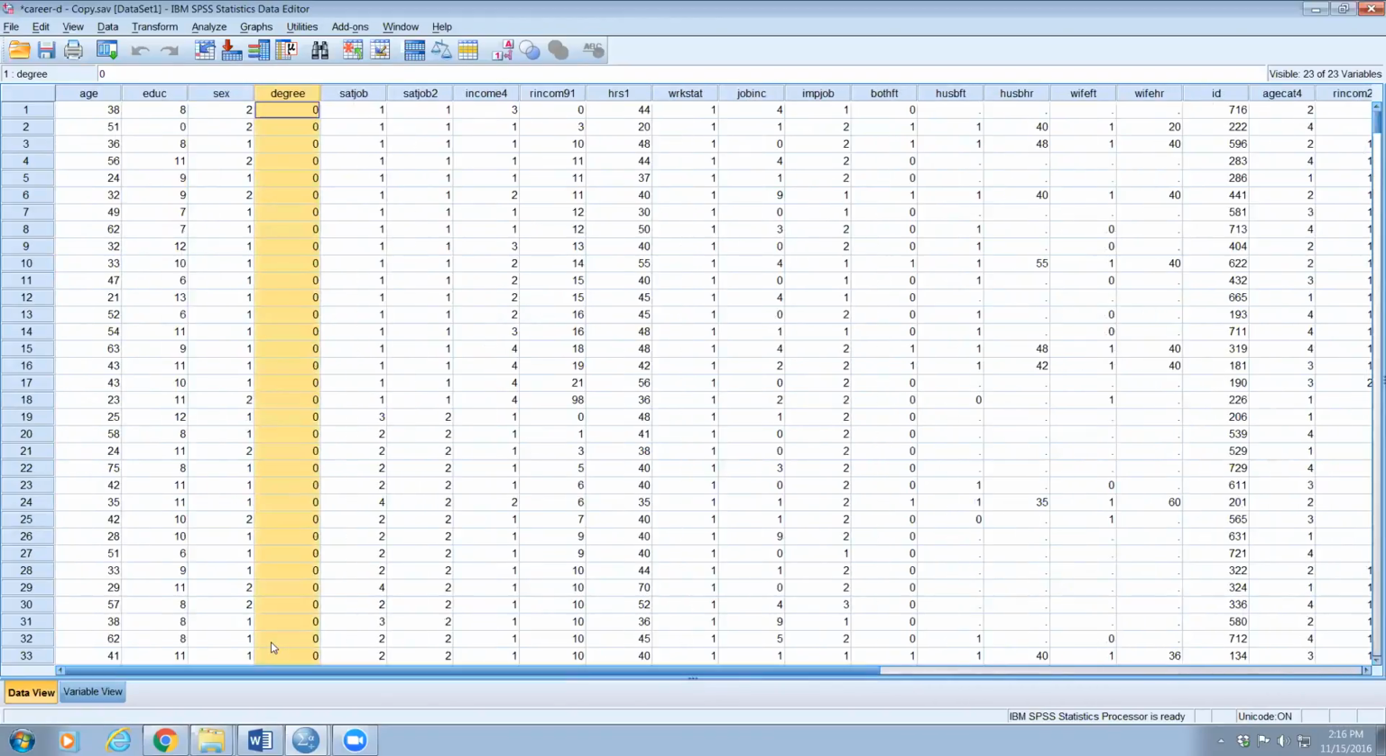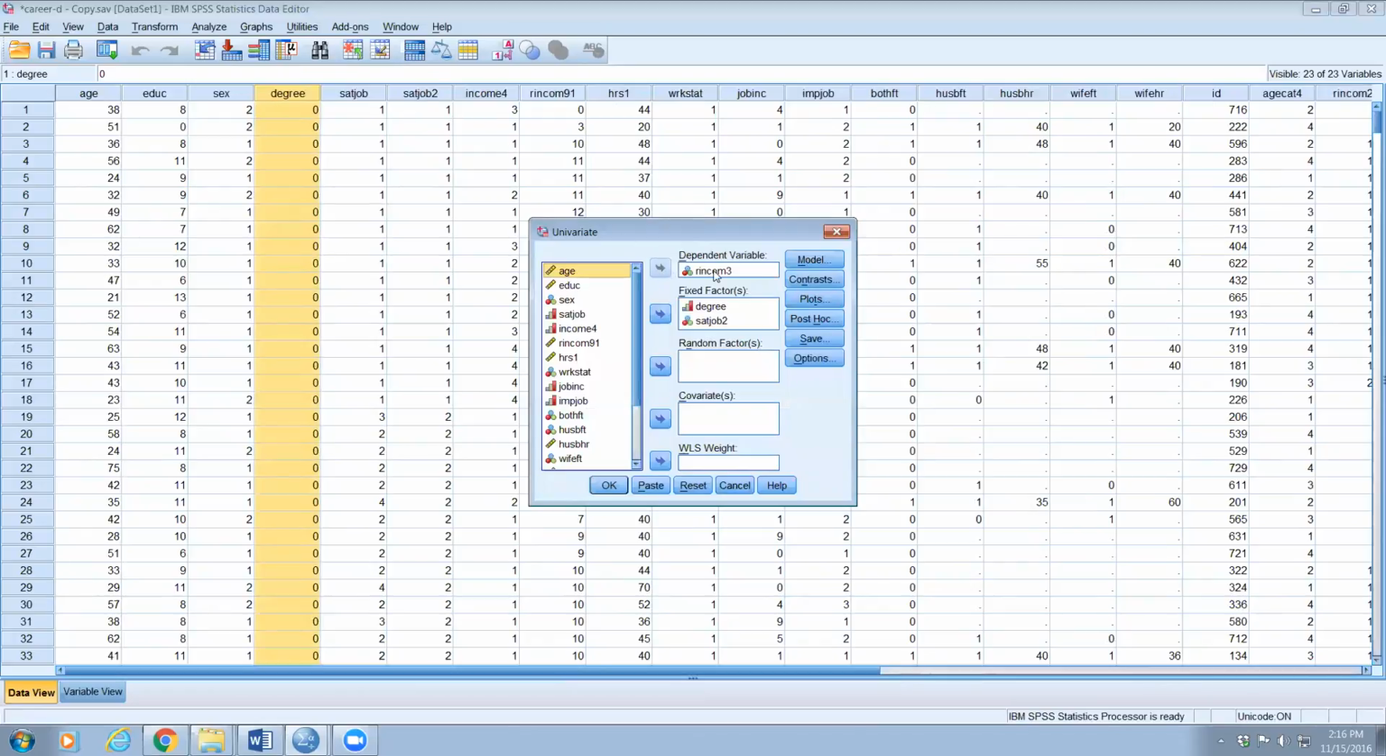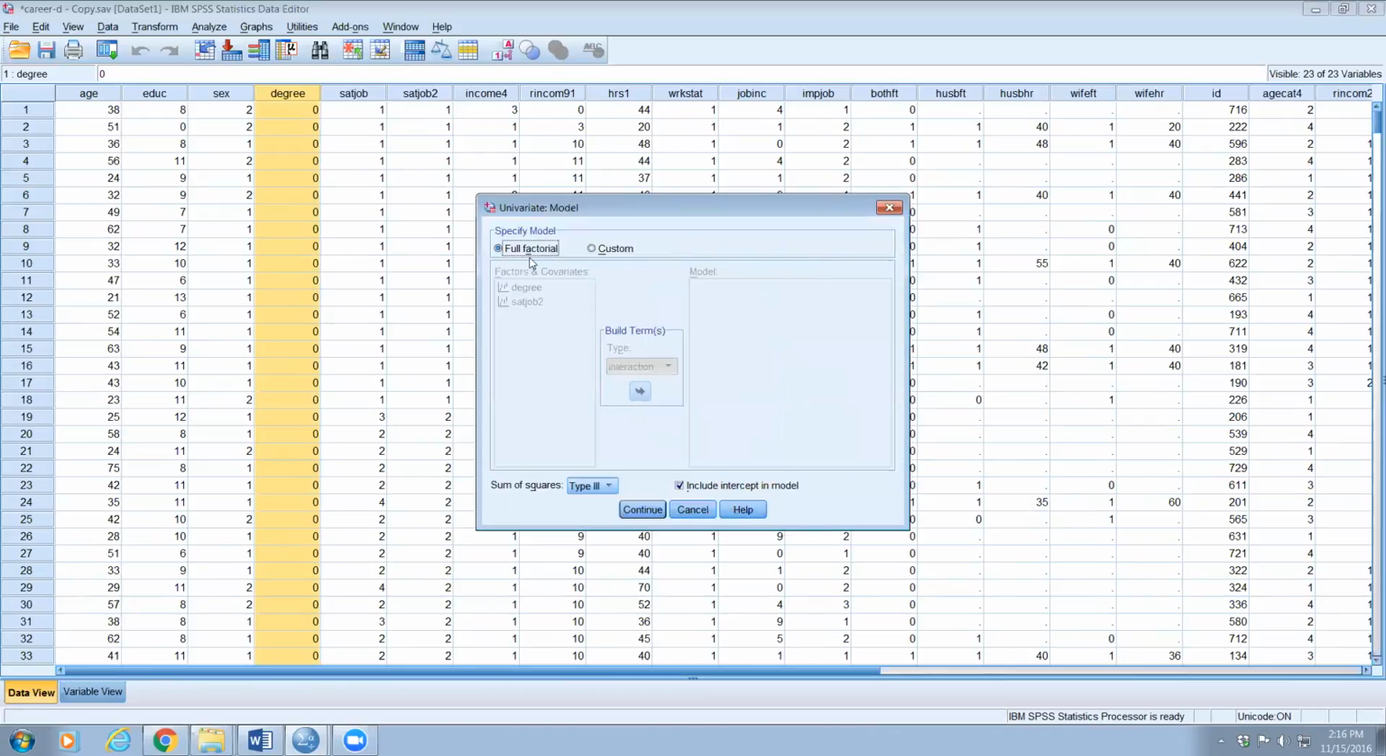Okay, so let's go ahead and do the factorial ANOVA. We're going to go to Analyze, General Linear Model, Univariate here. I already have the data here, but I'm just going to take it off to start all over. So the dependent variable is our income 3. Then we have degree, which is ordinal, and job satisfaction, which is binary. They are both categorical variables here. For the model, we want to perform a full factorial design with type 3 analysis.